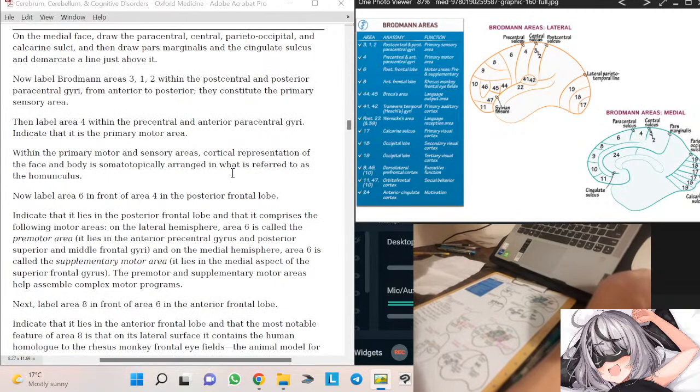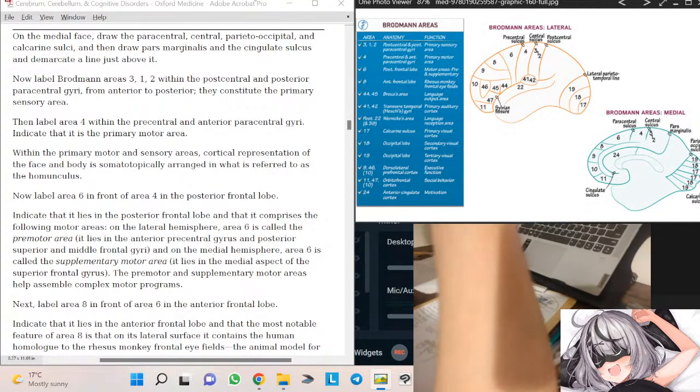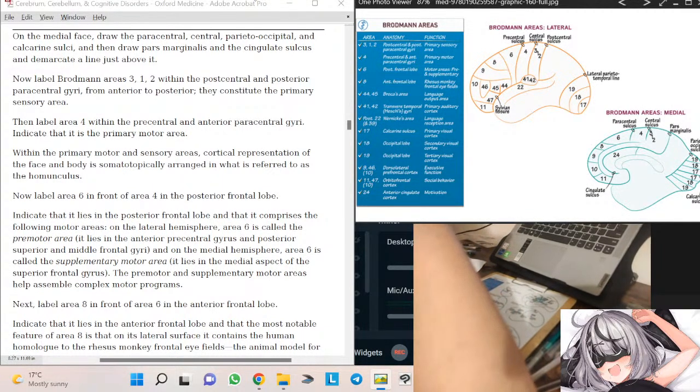On the medial face, draw the paracentral, central, parieto-occipital, and calcarine sulci, and then draw the pars marginalis and the cingulate sulcus, and demarcate a line just above it. Paracentral. Pars marginalis.